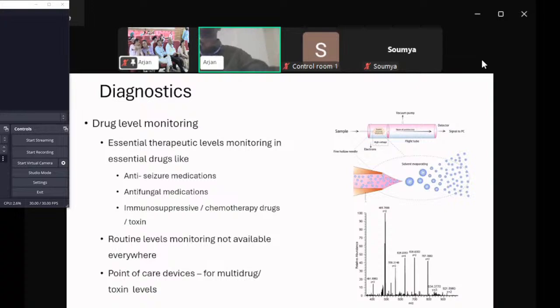If it measures more than one drug, it's well and good. And if it also measures some toxins, for example, if you're seeing some toxins or acute poisoning in the emergency, we can just have a point-of-care device which can measure toxins or drug levels in each of these patients.